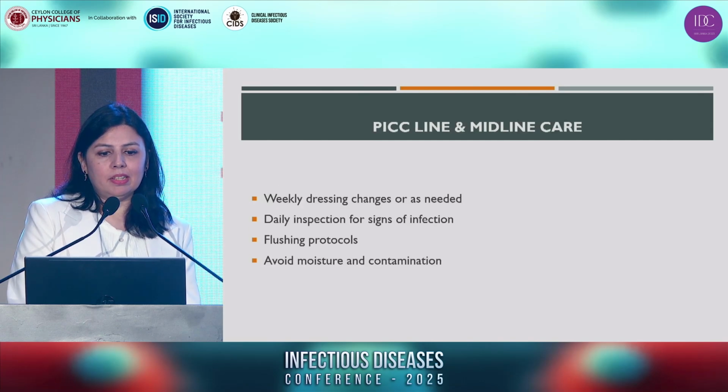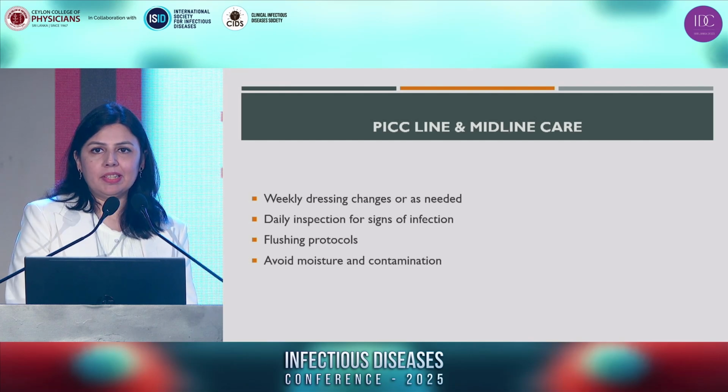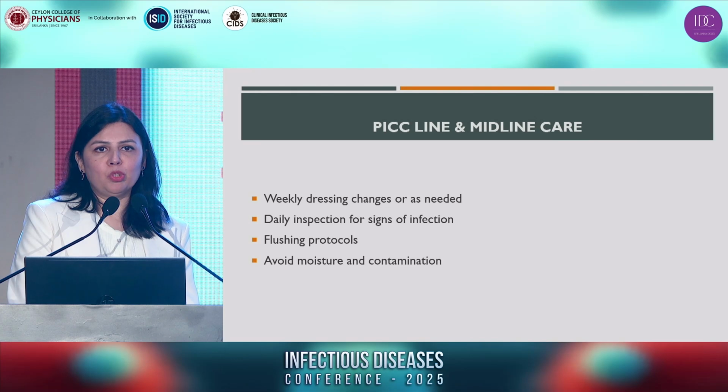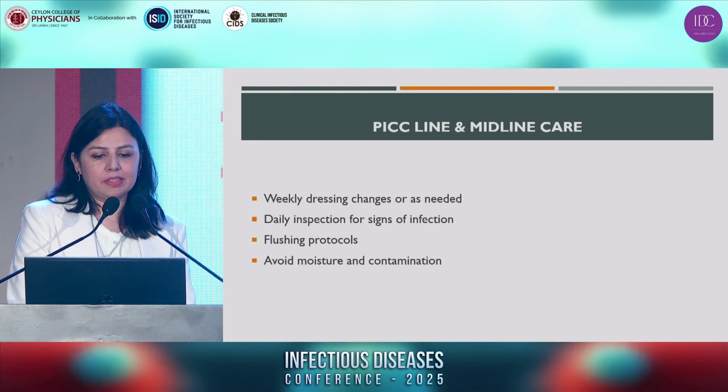For peripheral catheter lines and midline catheter lines, weekly dressings are suggested and required. There should be daily inspection for any signs of infection. The flushing protocol should be followed, and moisture and contamination at the catheter site should be avoided.